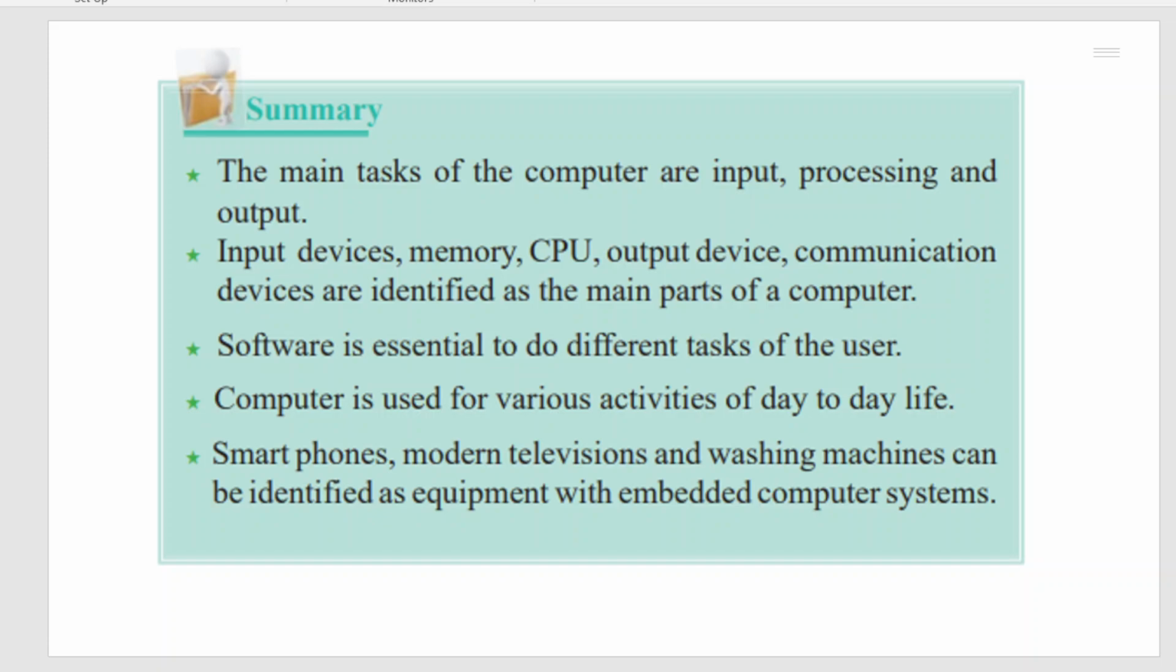The main tasks of the computer are input, processing and output. Second, input devices, memory, CPU, output devices and communication devices are identified as the main parts of a computer. Software is essential to do different tasks of the user. Computers are used for various activities of day-to-day life. Smartphones, modern televisions and washing machines can be identified as equipment with embedded computer systems. Those are the parts I have covered through this chapter.